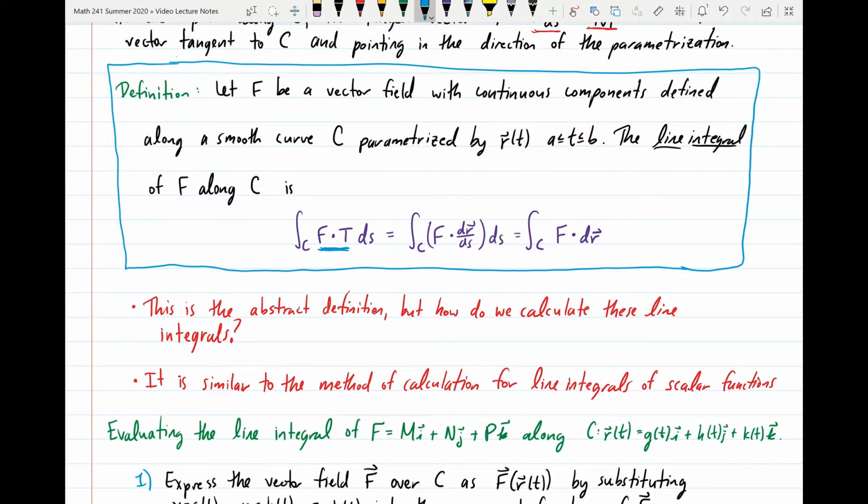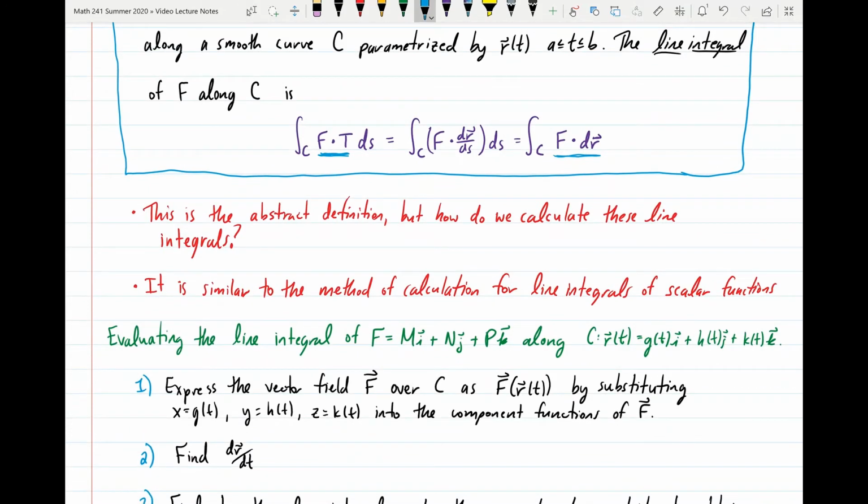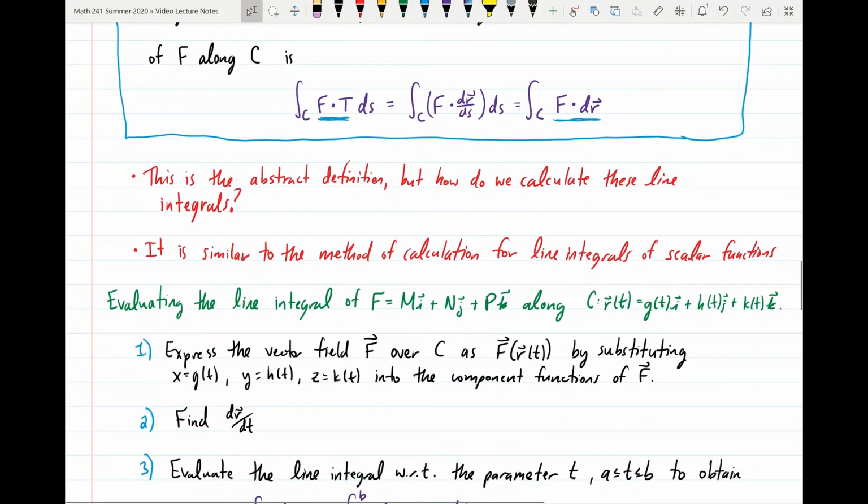And these are a couple of different ways to write the same thing. So we could also write this as the line integral of F dot dr ds over the curve C, or we can write it as the line integral of F dot dr over C. So these are all just other ways to write the same thing. And again, this is an abstract definition, but the question is, how do we calculate these line integrals? So looking at the definition that we've given here, calculation might be a little bit difficult, it's not clear, but ultimately the method of calculation for line integrals is going to be similar to the method that we use to calculate line integrals for scalar functions.